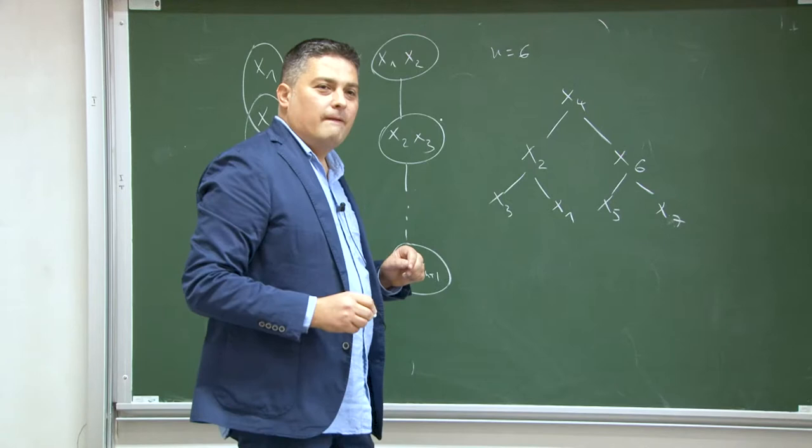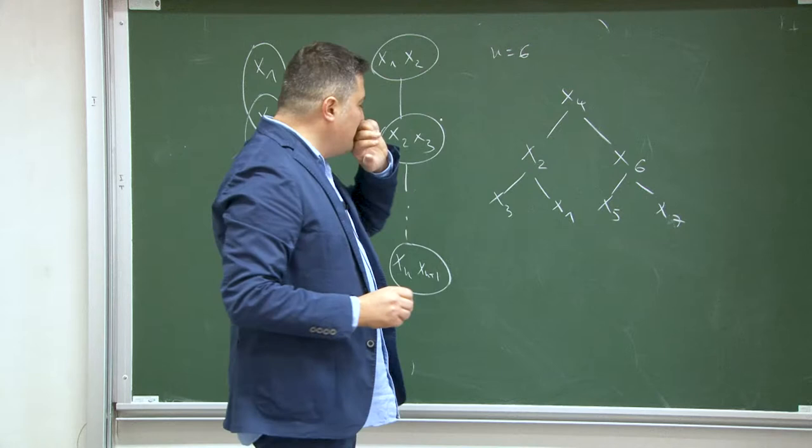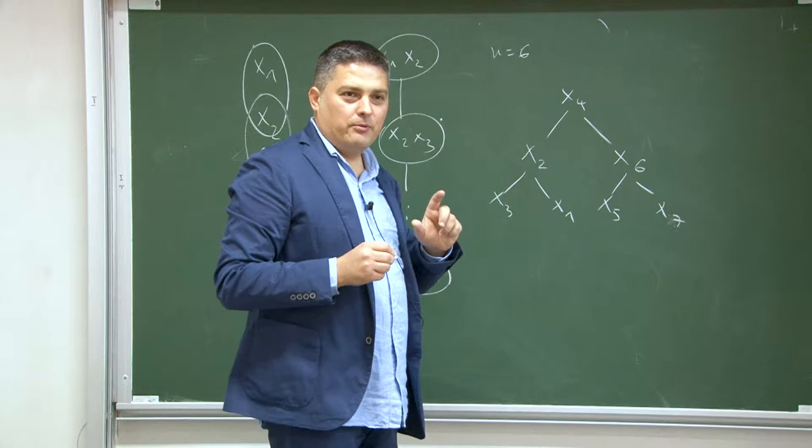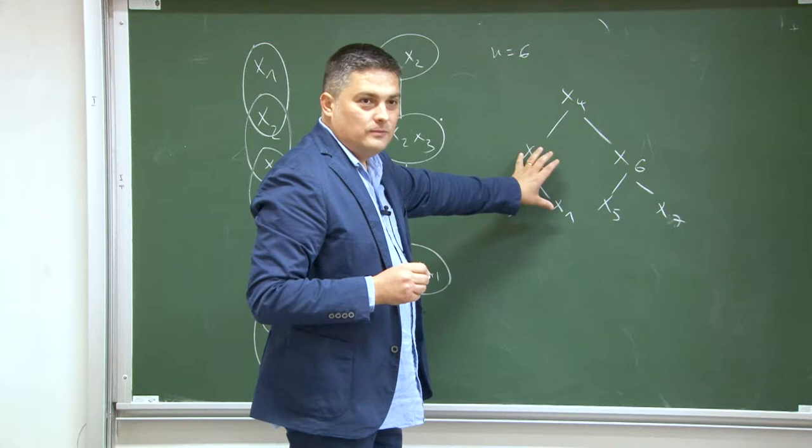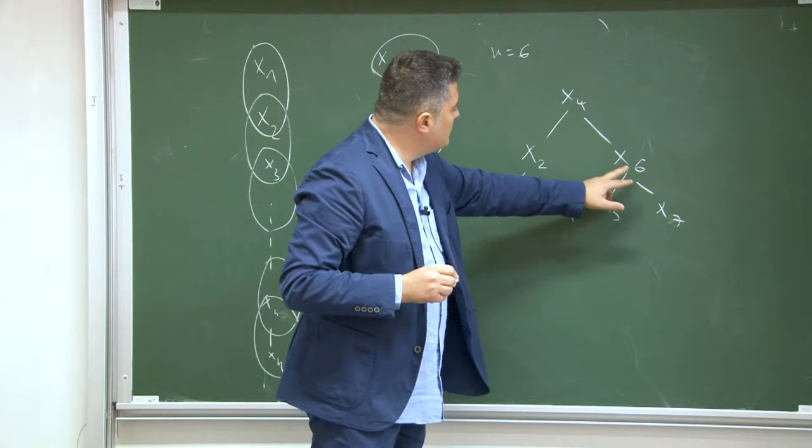So we have two properties we have to satisfy, right? One property says that variables that are in the same relation, in the same hyperedge, must be along the same path. So X2, X3, X2, X1, X3, X4, X4, X5, X6, X7, X6, X5. They are all satisfying the property.